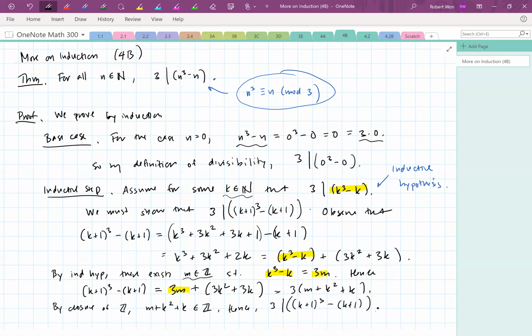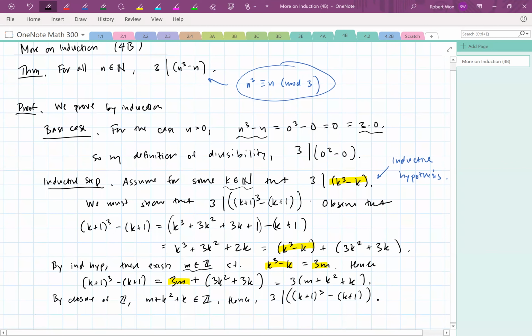So that completes the inductive step, which means in the inductive step, I proved that the kth case implies the k plus first case. And so therefore, by induction, I've proven the theorem that I want. Hence, by the principle of mathematical induction, 3 divides n cubed minus n for all natural numbers n.